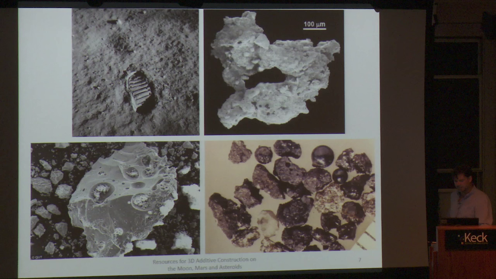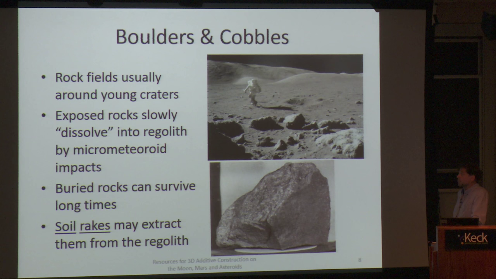The moon has boulders and cobbles, of course. Those could be a resource if you're doing construction in space. Rock fields are usually around younger craters. That's because the rocks are slowly dissolved into the regolith by micrometeoroid impacts.